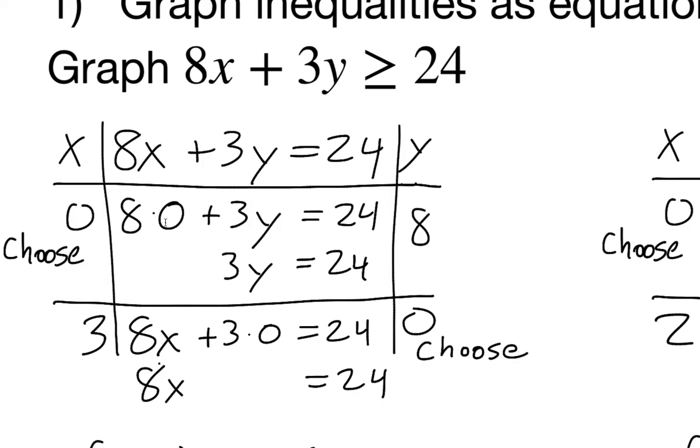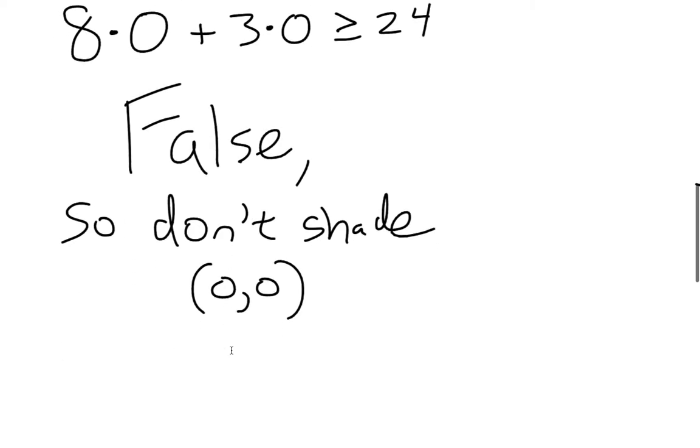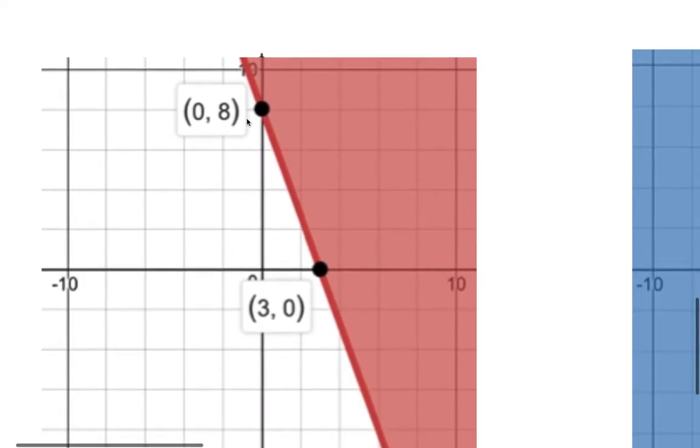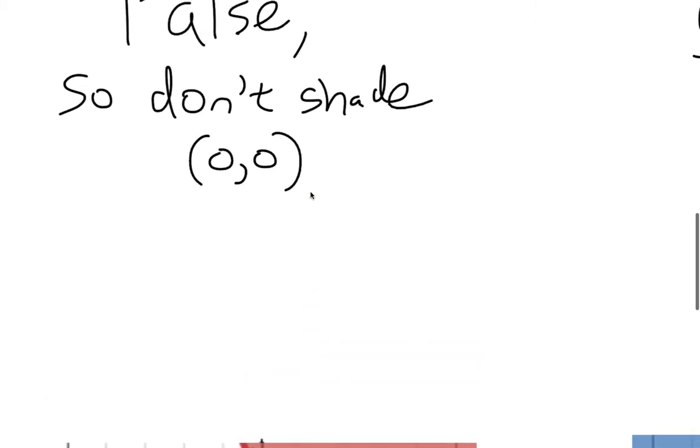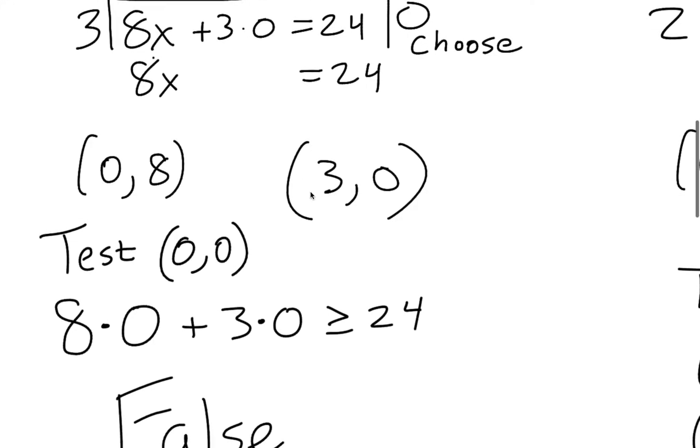So if x is 0, then you can see that y is 8. And here you could choose y to be 0 also and back calculate and figure out what x would have to be in the first place. And then these are two very easy points to graph, (0, 8) and (3, 0). You can see, if I just go down here, they get plotted and you can connect the dots with a line. Now the question is, should it be a solid line or a dotted line?